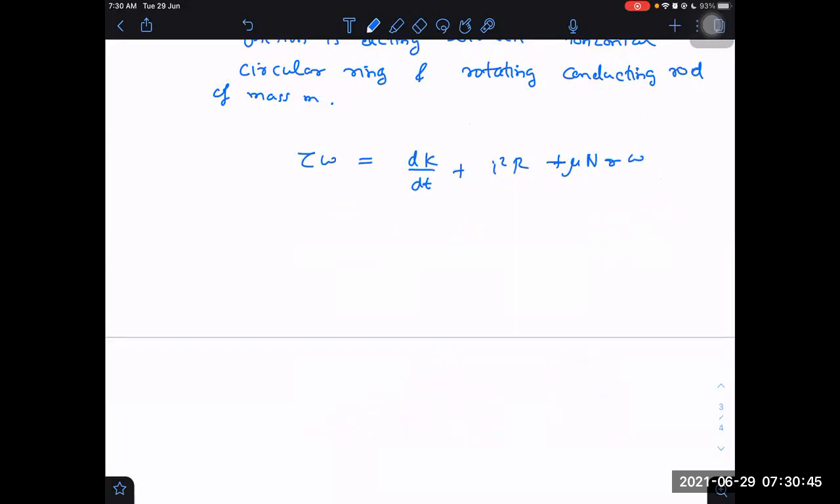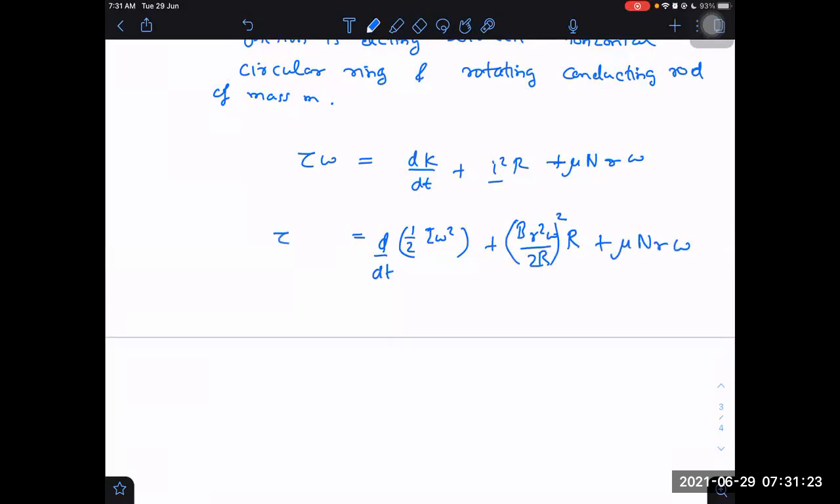Torque into omega is this here, then what do we get? dK by dt, half I omega square for the rod, that is kinetic energy, d by dt, plus I will be equal to B into r square omega by 2 into capital R. No, not right. That I can write again, this upon 2R, that is I, right? EMF upon R whole square into R plus mu into n into R into omega, and this side we have torque into omega.